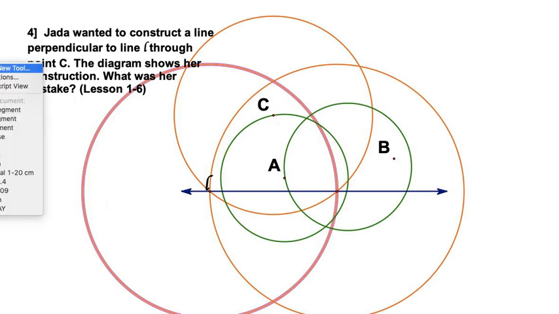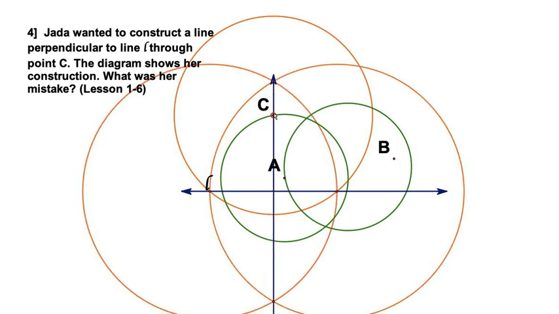Oh, okay, I guess I'll draw it. Let me get that line. So that was the mistake. The mistake was that these circles A and B that Jada drew are not even centered on the line L. So that's not going to work at all.